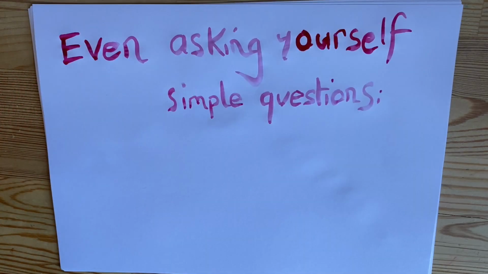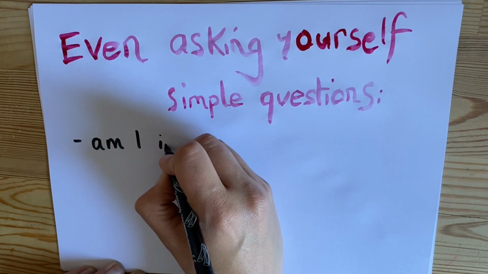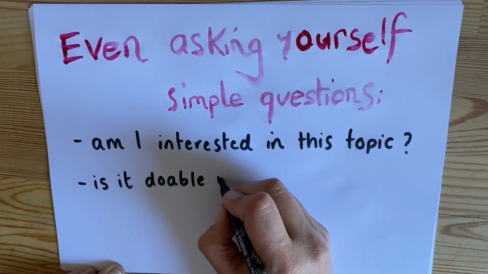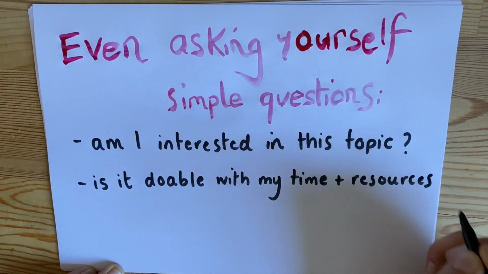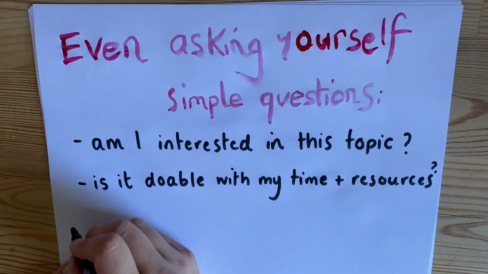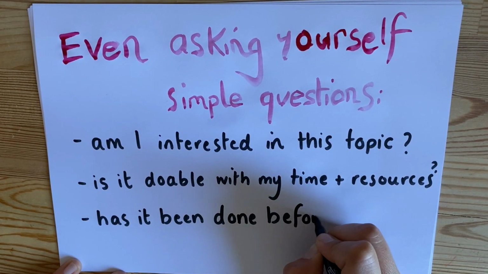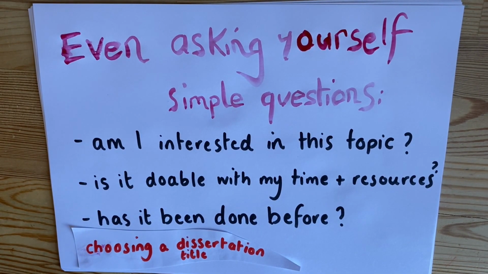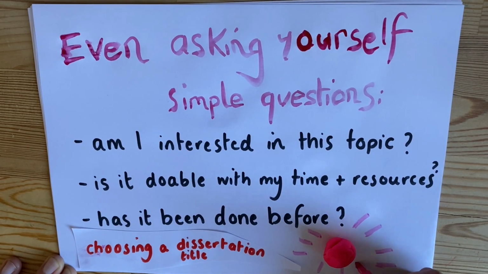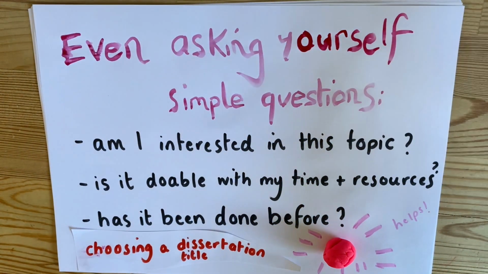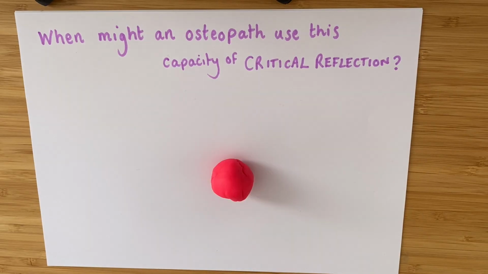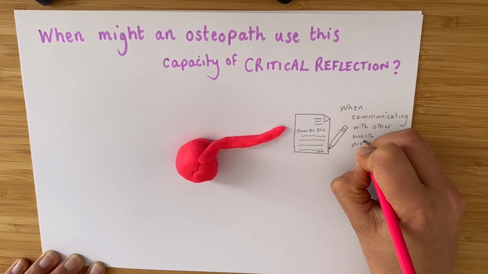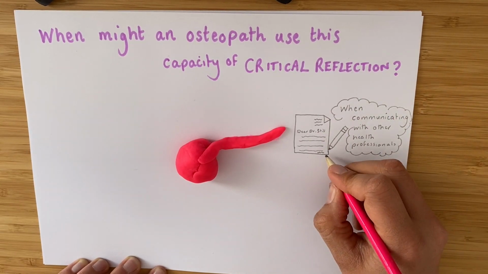Even asking yourself simple questions such as, am I interested in this topic? Is it doable for a dissertation with my time limits and resource limits as a student? Has it been done before? Asking yourself these questions in choosing a dissertation title can help. So we develop this capacity of critical reflection as students and continue to use it throughout our careers. But when might it be useful when we're professional osteopaths?